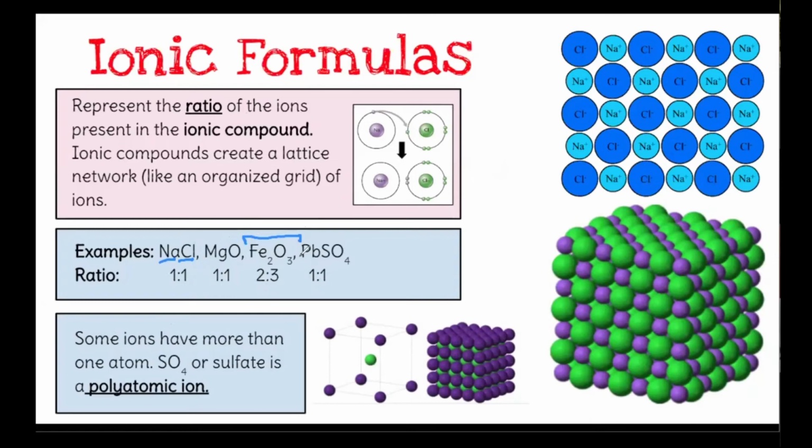Here, where we have more atoms than you would expect, this sulfate is actually one big ion. It's an ion made out of multiple atoms, so we call it a polyatomic ion, an ion made out of many atoms. And we have a 1-to-1 ratio between these ions, right? Because there's one of these.